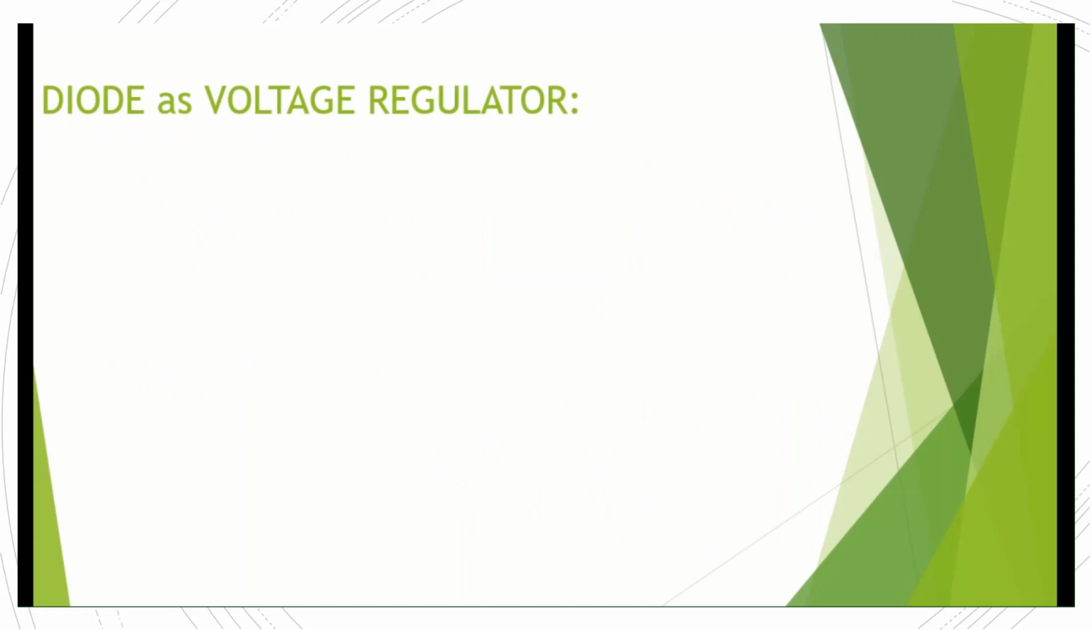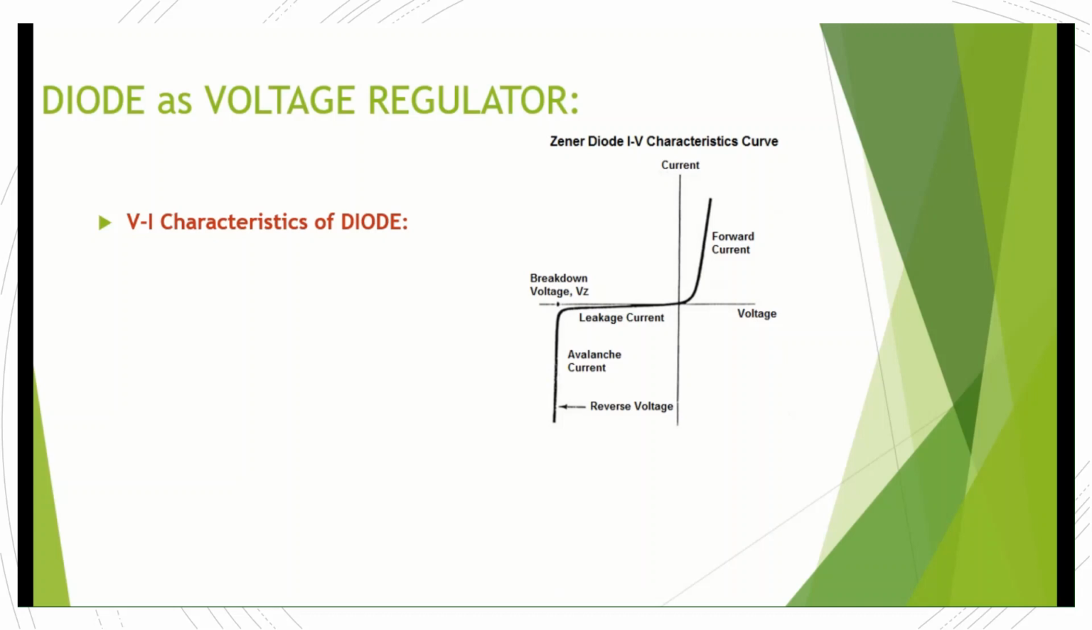Diode can act as a voltage regulator when it is reverse biased. Now we can see the VI characteristics of diode. We can see that in reverse bias, diode has a unique feature that the voltage drop across it is independent of the current flow through it. When the voltage applied is greater than the breakdown voltage, then it acts as a voltage regulator. Here we can see it.